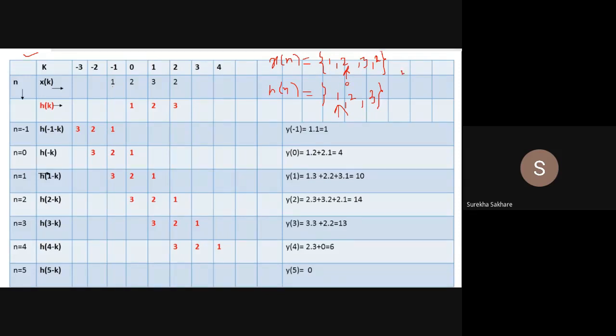Now n1 is, what is n1? -1. Very easy. What is n2? n2 is 0. Now what is my next step? n1 plus n2, the starting point addition. What do I get? I get -1. Right? That means my y of n should begin from n equal to -1. Very good.